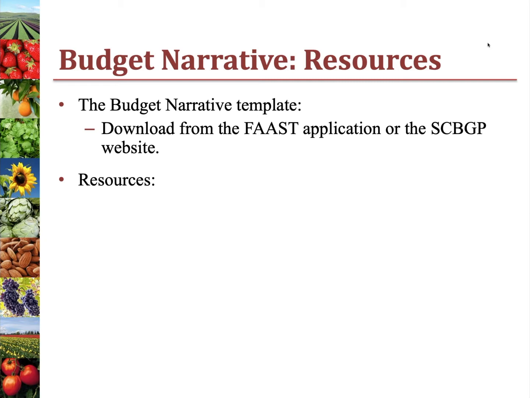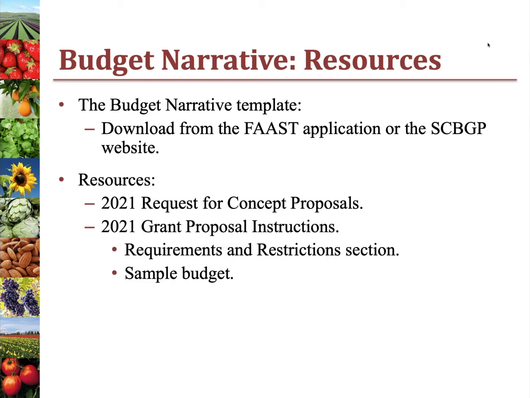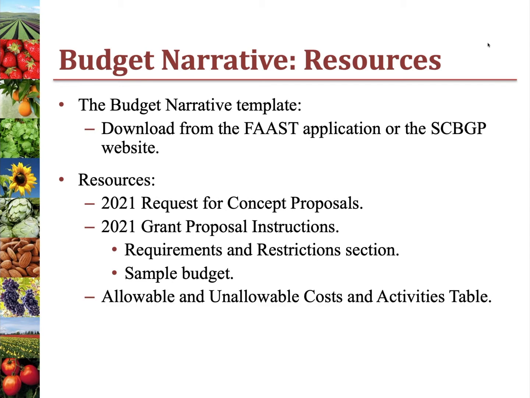Since development of the budget is such an important part of the grant proposal, we would like to point out a few of the resources available for guidance in this process. First, the request for concept proposals is still a valuable reference for outlining USDA and CDFA requirements. Within the grant proposal instructions, you will find information about the federal cost principles, unallowable costs, indirect and direct costs, and travel in the requirements and limitations section, along with an example of a completed budget narrative in Appendix C. More detailed information on allowable and unallowable costs and activities can be found in the allowable and unallowable costs and activities table, available through a link in the grant proposal instructions and on the SCBGP website.